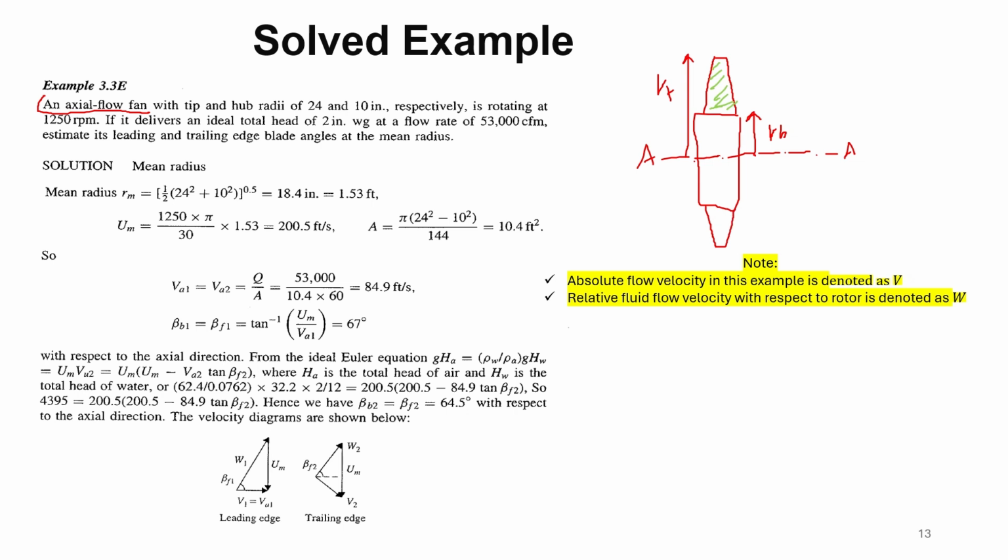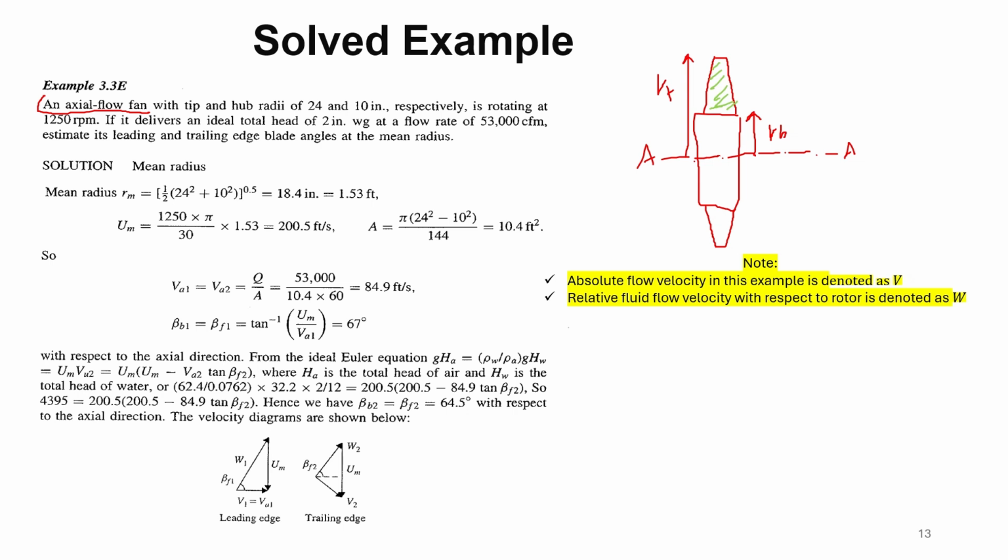Okay, of course, from here to here it represents the radius of the hub. From the axis of rotation to the tip, of course, this will give you the radial direction from the axis of rotation to the tip of the rotor. Okay, so what is the problem asking about?